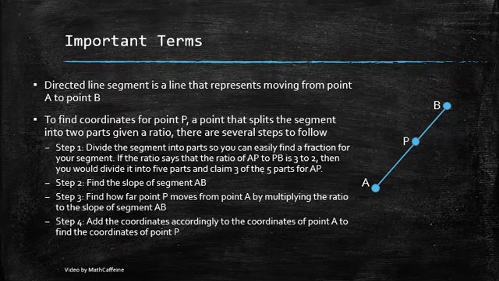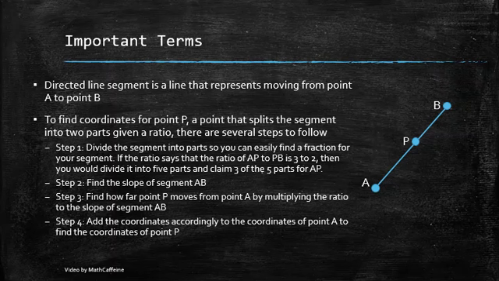A directed line segment is a line that represents moving from point A to point B. Point P is a point on the segment that shows how far from point A this moving object has gone. This is often shown by a ratio. To find the coordinates of point P, given the ratio of AP to PB, follow these 4 steps.